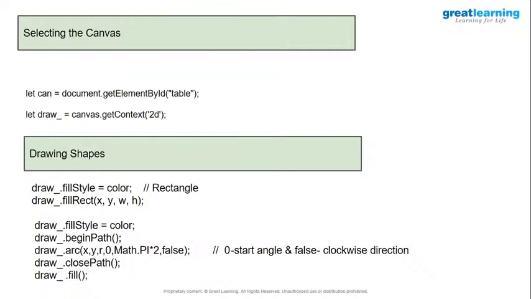Now to draw a circle, we need an arc method which contains the x position, y position, that is the x-axis and the y-axis coordinates, and then the radius. Obviously, in a circle we have something called radius, and the circumference of the circle is 2 pi r, so Math.PI into 2 will help us create the circumference. This 0 represents the start angle, from 0 up to the full circle, that is 360.